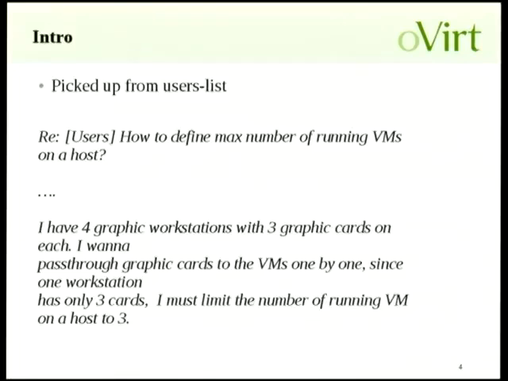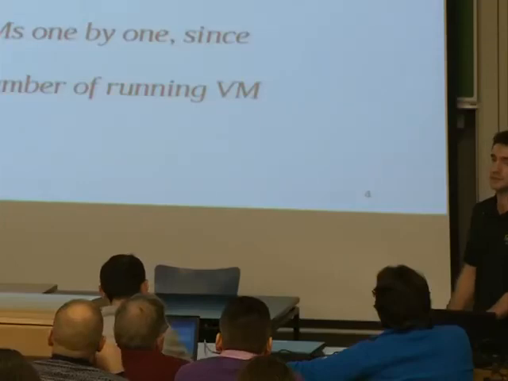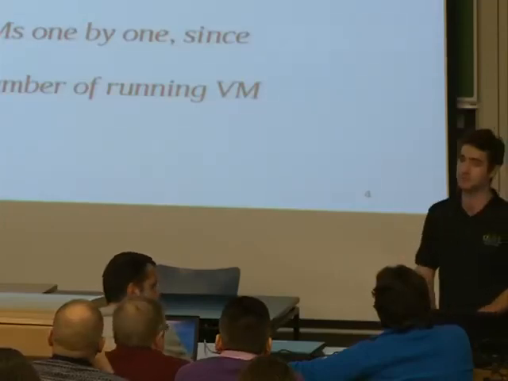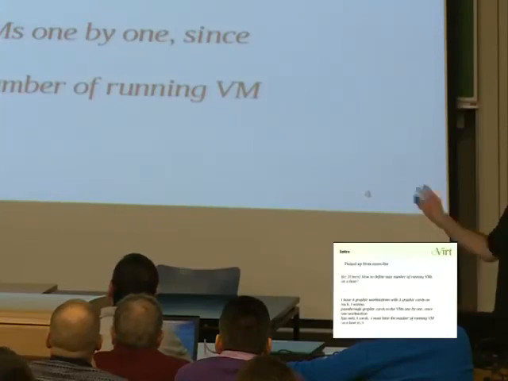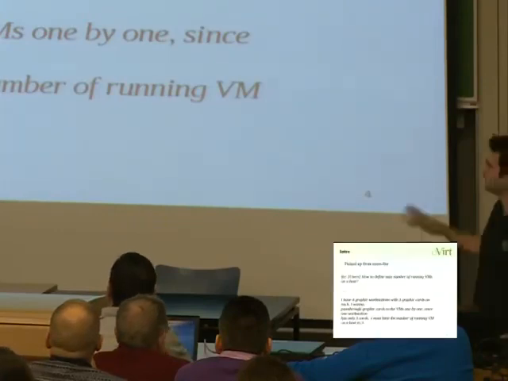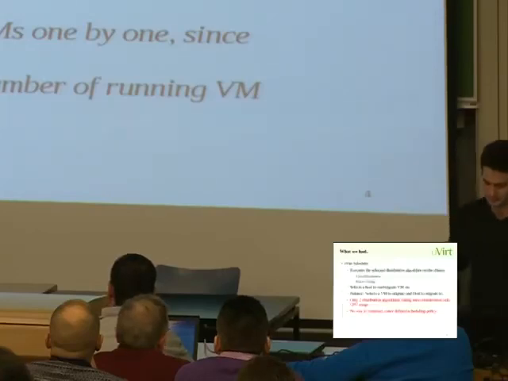Basically, let's see what we've got. A long time ago, we got a question from the users list. I urge you to use that list if you have any questions about oVirt. It's quite active. How can I define a maximum number of running VMs per host? It's pretty trivial, but we didn't support that then. So we'll get back to it later. I just wanted to say that you should use the users list.